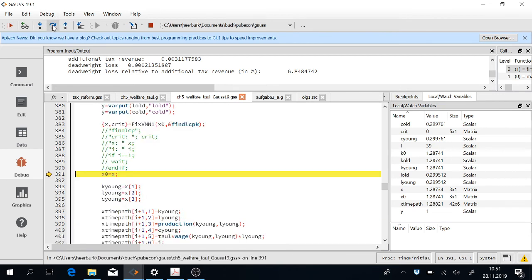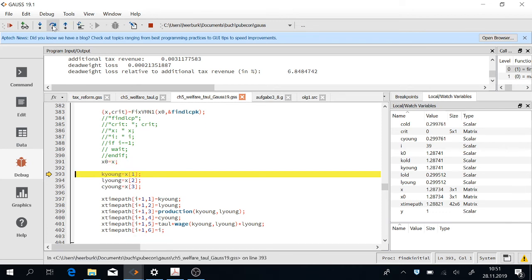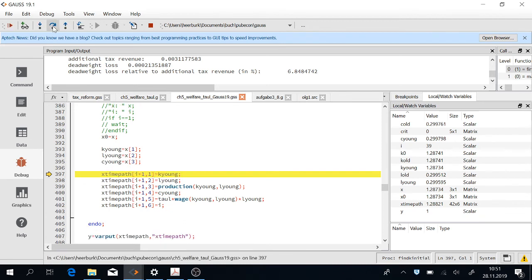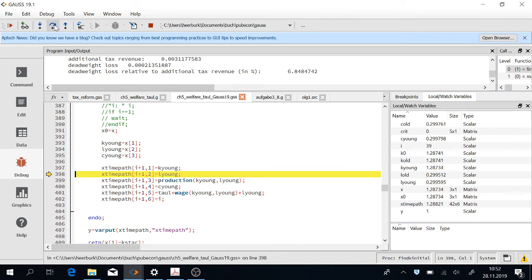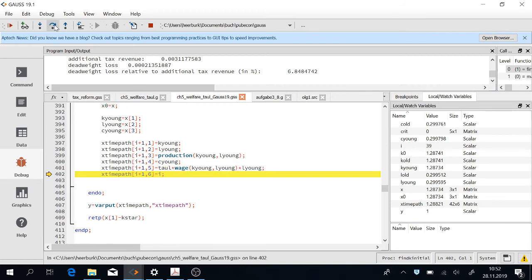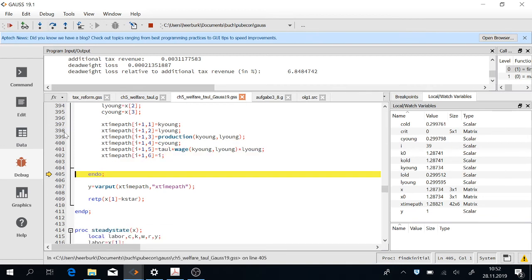So we solved this problem for period 40, so that we now have computed the capital stock in period 39, which is given by 1.287, labor supply in period 39, 0.299595, and consumption in period 39, 0.2997. Store these variables again in the matrix x time path and continue to do so over the whole time horizon.